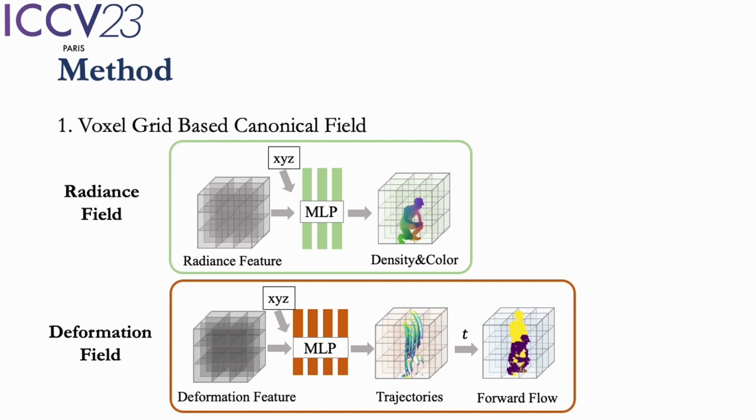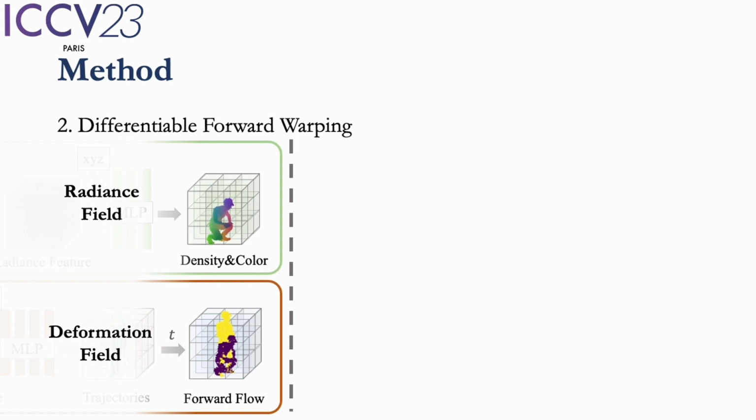The first is the voxel grid-based canonical field. It contains a radiance field and a deformation field. The radiance field estimates the density and color for each voxel at canonical time. The deformation field estimates the trajectory of each voxel, which could produce the forward flow from canonical time to the given time t.